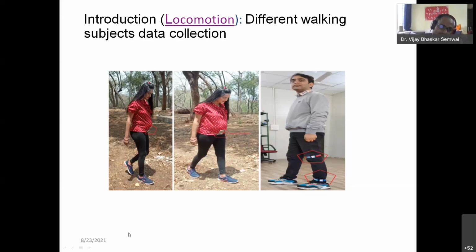If you refer to these first two diagrams, in this case I am using a mobile phone. These are mobile phones enabled with an IMU sensor, inertial measurement unit, and that is a 9-degree-of-freedom IMU sensor. Out of this 9, 3 degrees are for the accelerometer, 3 for the gyroscope, and 3 for the magnetometer.